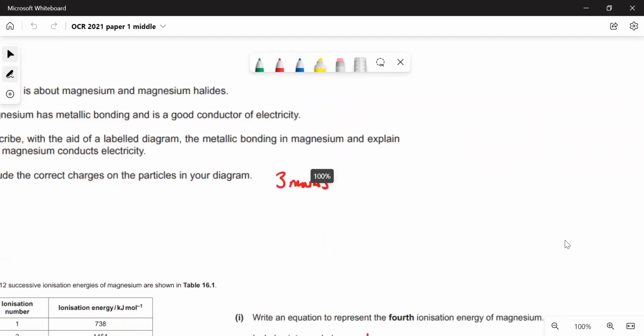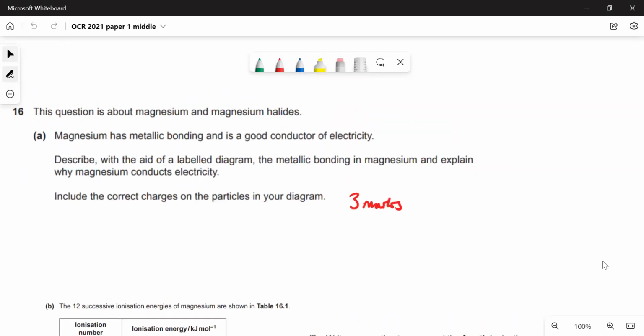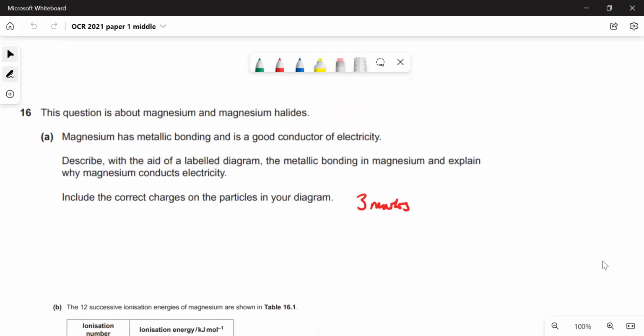Now it's a fairly straightforward question. Magnesium has metallic bonding and is a good conductor of electricity. Describe with the aid of a labelled diagram the metallic bonding. Include the charges on your particles, 3 marks for that. So let's draw the diagram and see what you'd say.